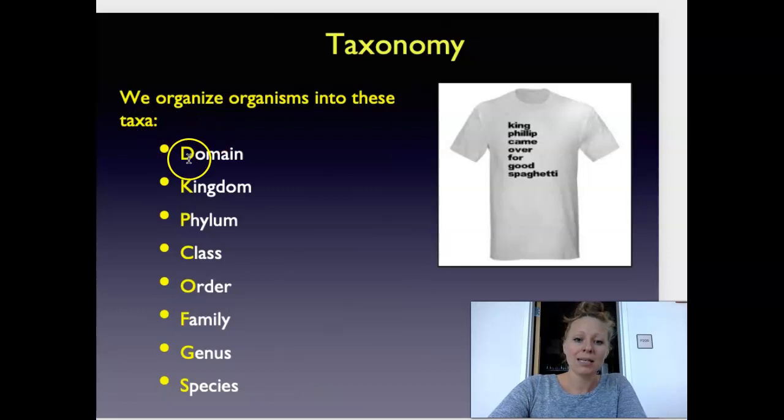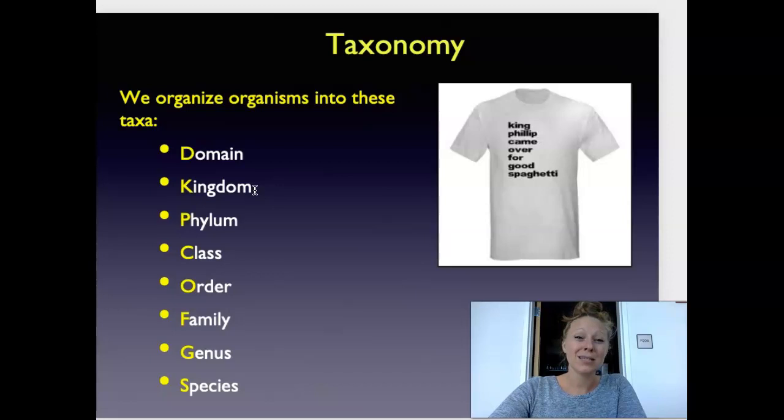So D stands for domain. We remember that there are three domains of life: domain Eukarya, Prokarya, and Archaea. Things that are composed of eukaryotic cells are in the domain Eukarya. We know about the kingdoms in domain Eukarya: there's Plantae, there's Animalia, there's Fungi, and there's Protista.